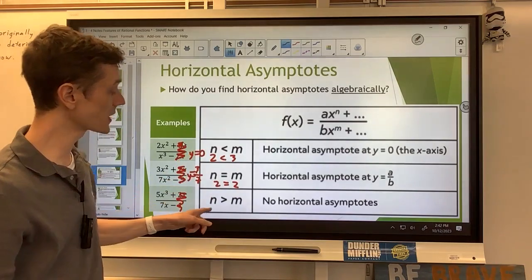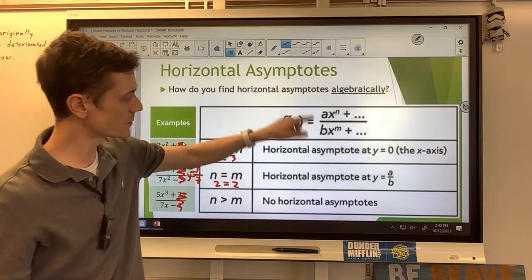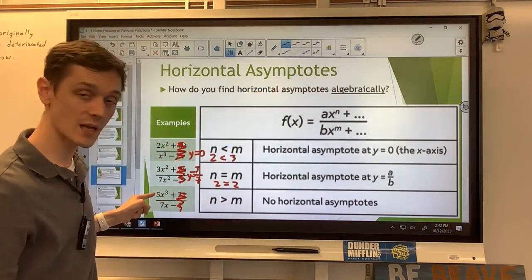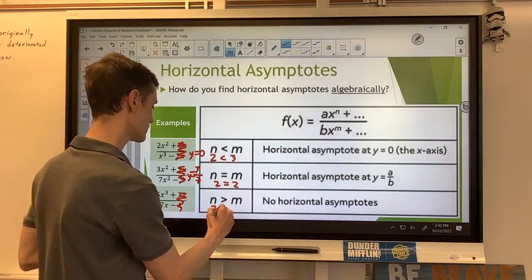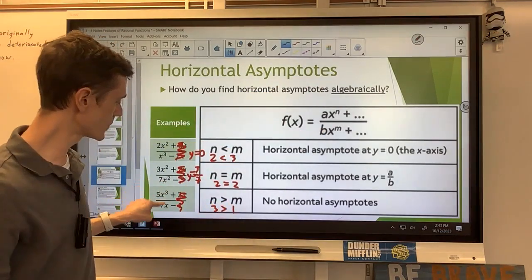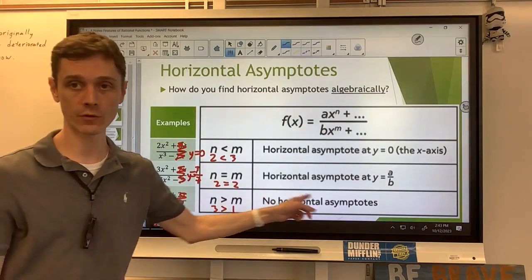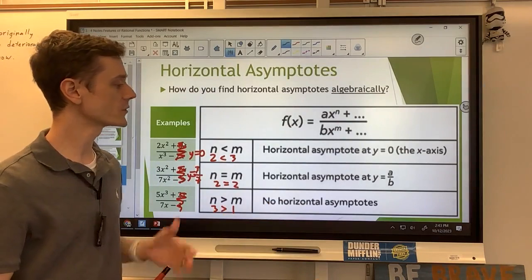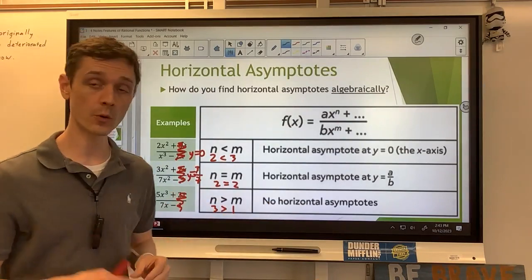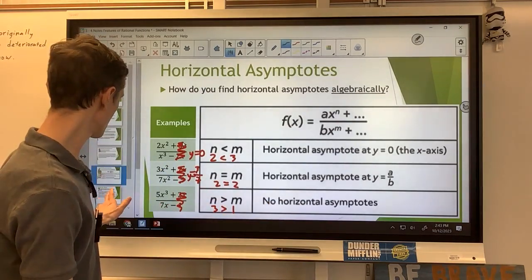And then the last possible case is when the exponent on the top is bigger than the exponent on the bottom. For example, here my exponents are 3 and 1. So since the exponent on top was bigger than the exponent on the bottom, I don't have a horizontal asymptote at all. So that occurs quite often as well. So these are the three possible situations you have for a horizontal asymptote on the graph.